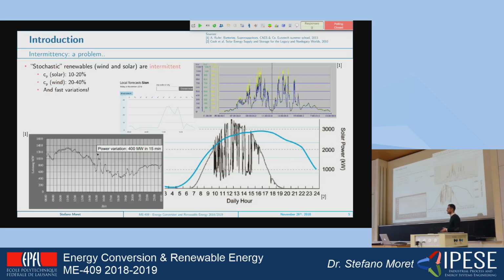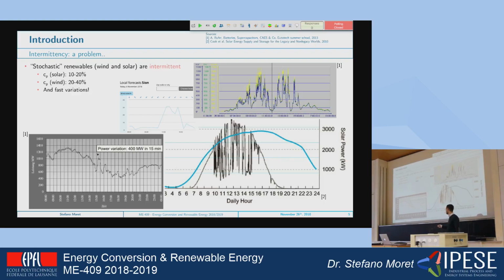And here I show you some data. You know that renewables such as wind and solar are intermittent. They are not only intermittent hourly, they're also intermittent over the year. So you know that the solar panel will produce electricity for around 10–20% of the time at equivalent full power in a year, whereas wind energy will have around 20–40%. And you see here some graphs taken from the literature.